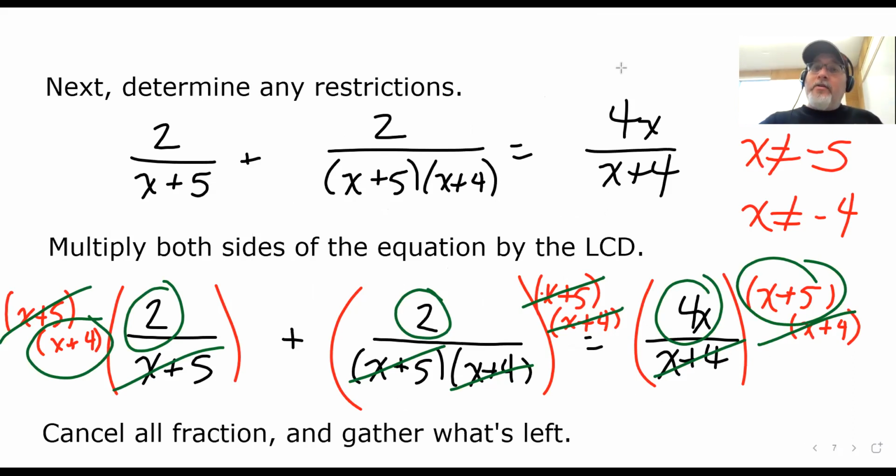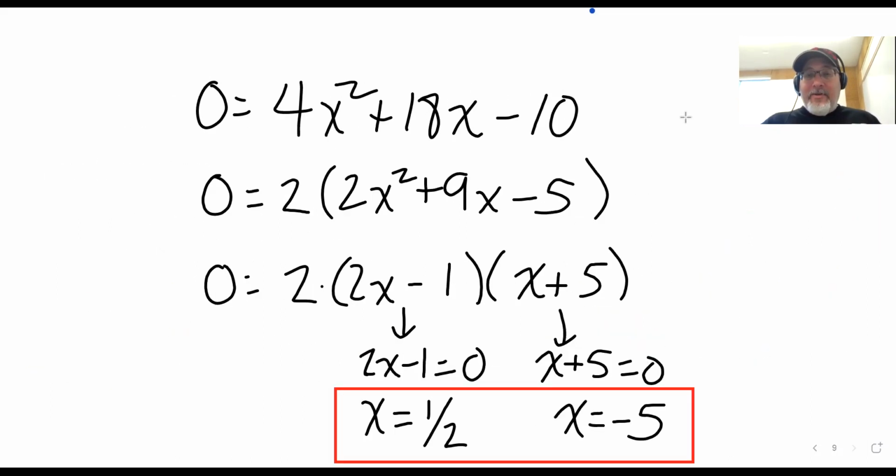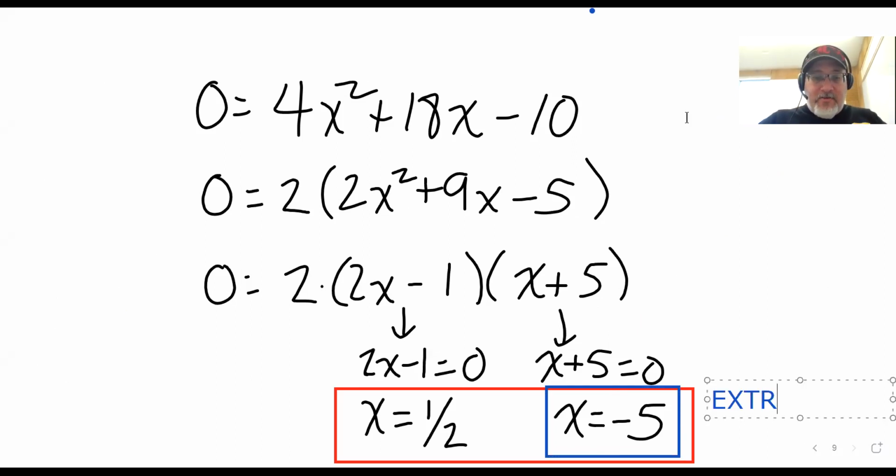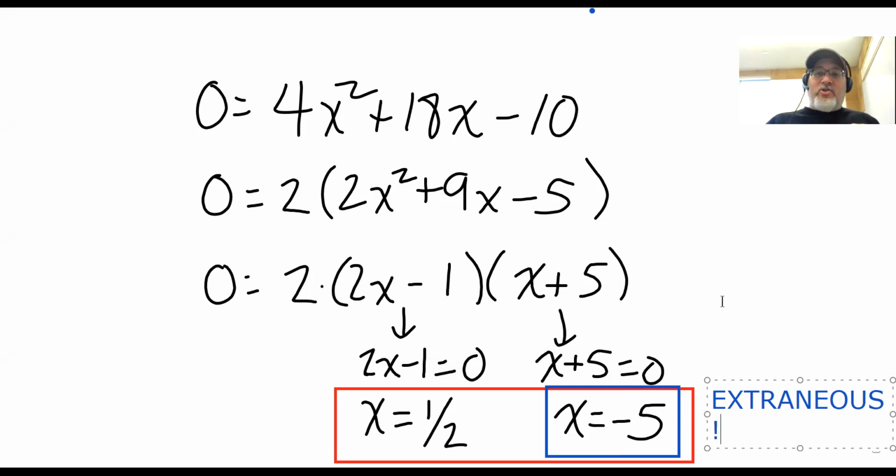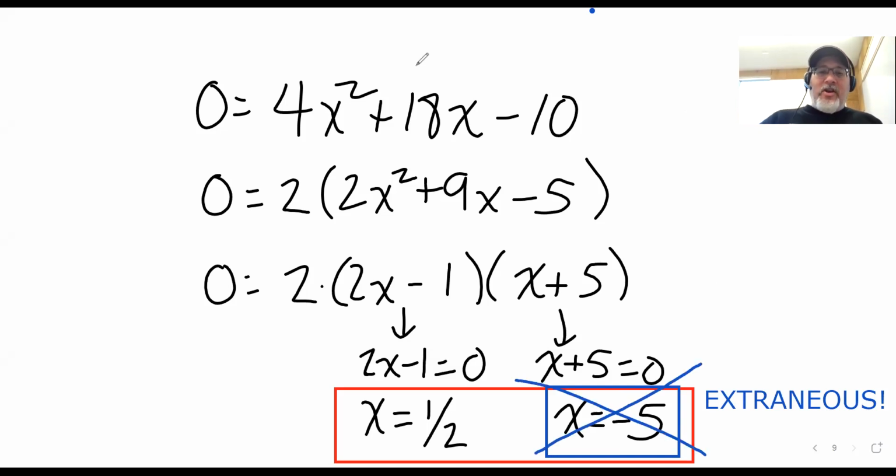Or are we? Remember the restrictions? Can't be -5, can't be -4. Uh-oh. X equals -5. That is extraneous. What does that mean? It means it's not a solution. It's a solution of the equation after we clear the fractions, but it's not a solution of the equation beforehand. So as an extraneous solution, it gets removed. And so the only answer is x equals 1/2. Only solution.